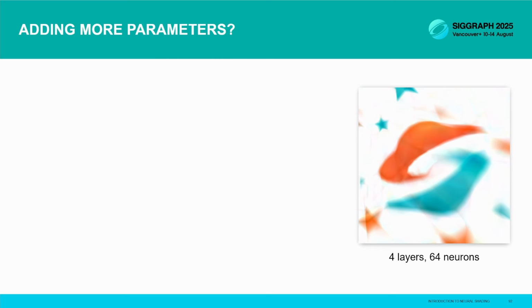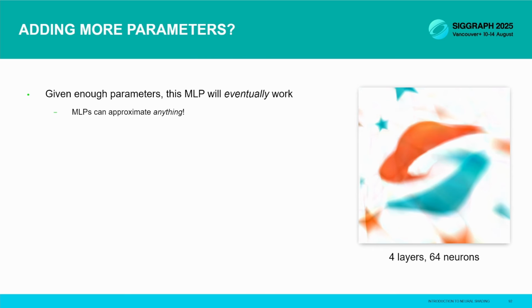And in fact, if we add enough parameters, in the end, the network will be an almost perfect fit for our input texture. This isn't just true for textures, but neural networks can approximate pretty much any function almost perfectly as long as you give it enough parameters and enough training data. The main caveat here is, of course, that we can't just add as many parameters as we like.